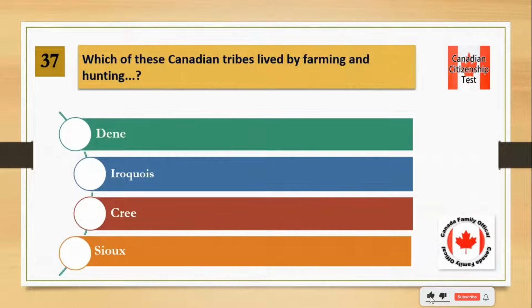Which of these Canadian tribes lived by farming and hunting? Number 1, Dene. Number 2, Iroquois. Number 3, Cree. Number 4, Sioux. And the answer is Iroquois.